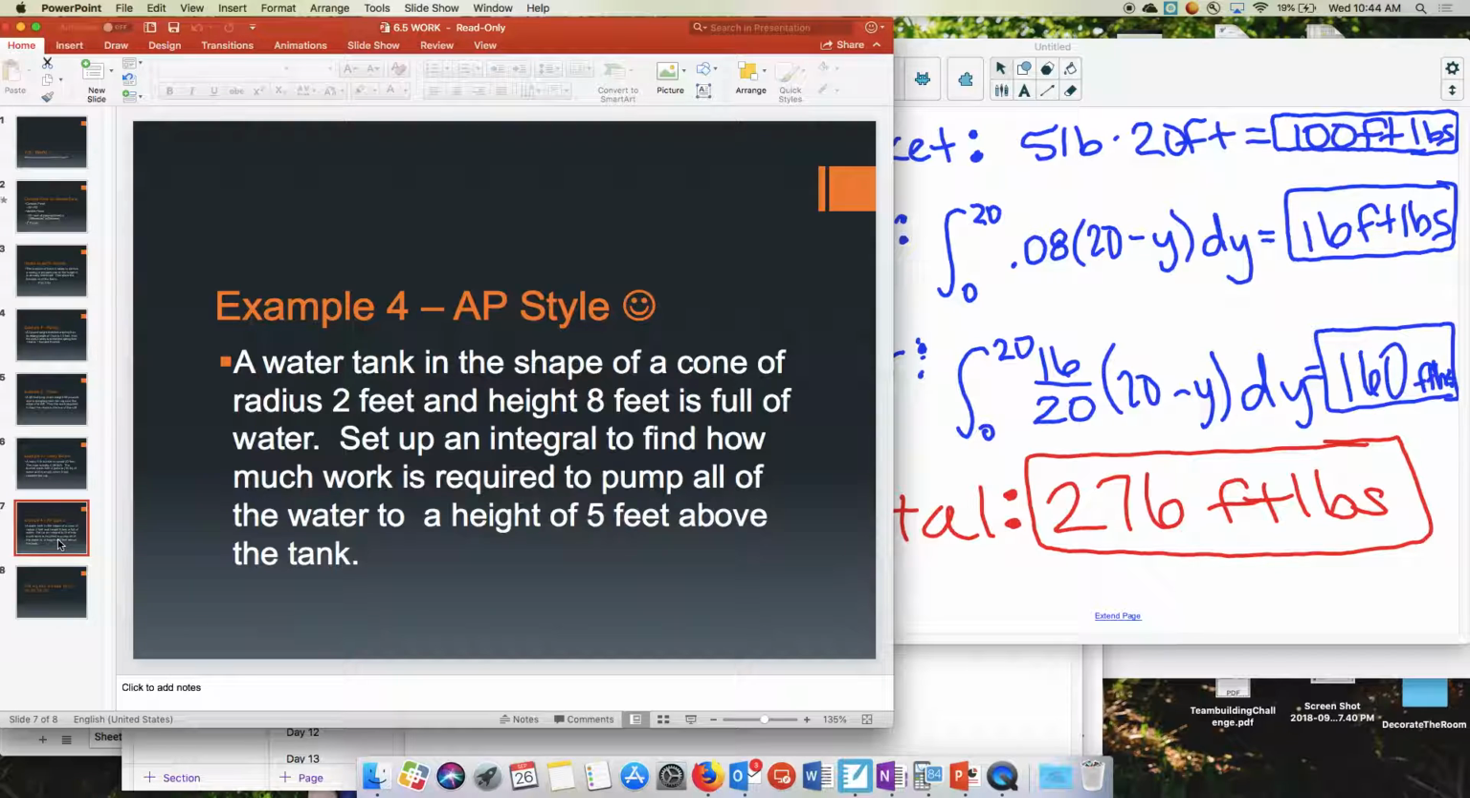Okay, this is a problem. I can promise you that there will be a chain problem on your quiz. I can promise you there will be one of these problems on your quiz. A water tank in the shape of a cone, radius 2 feet and height of 8 feet, is full of water. I want to know the work to pump all of the water to a height of 5 feet above the tank. Okay? Engineers, very practical problem for you.